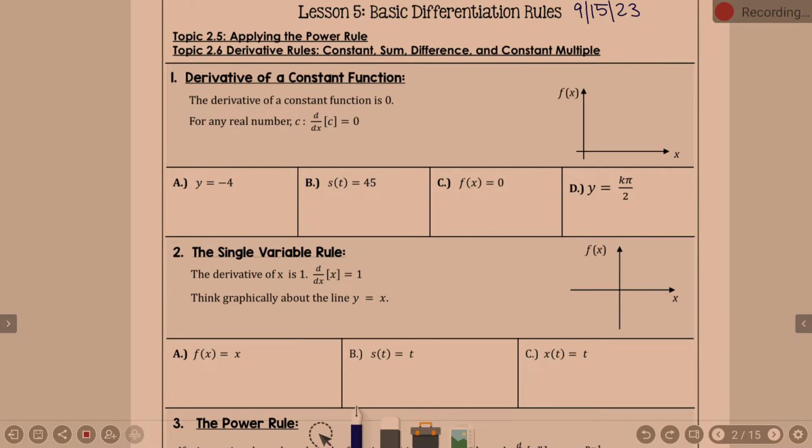Now, the graph of a constant function is a horizontal line. So what would be the derivative of a horizontal line? 0, because when I say derivative, I'm saying slope of the tangent line, right? And that is the same thing. So right there, the idea here is that's supposed to be a C, not a 0.